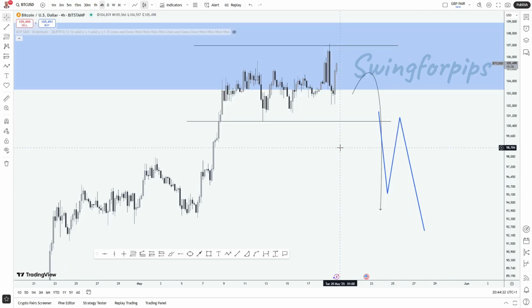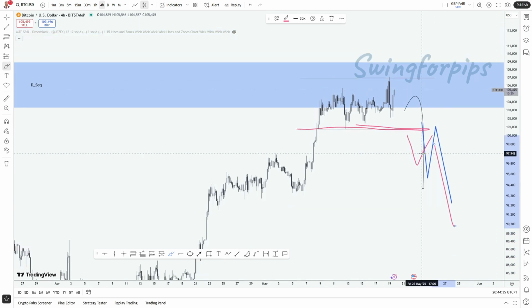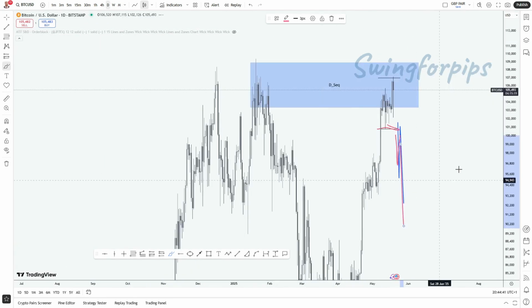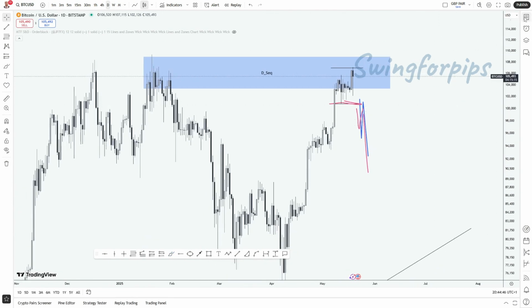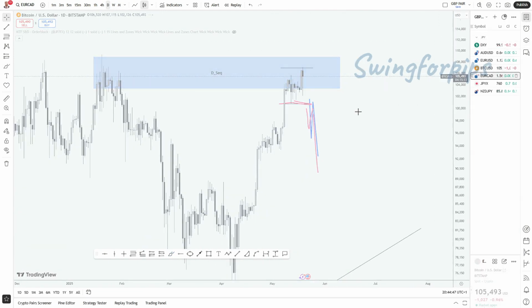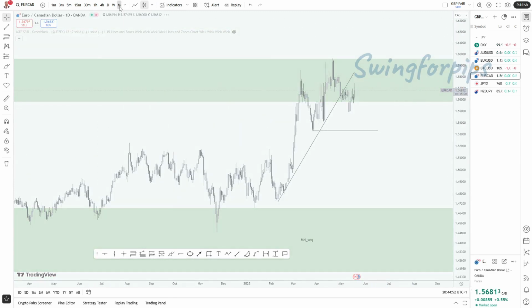However, the best sell is for us to wait for price to actually eliminate this zone right here to the downside, before placing a sell when price presents us the opportunity to go in. So for those of us in the mentorship group, we know what to do. Right now we move to the next pair, the next currency, which is the euro card.